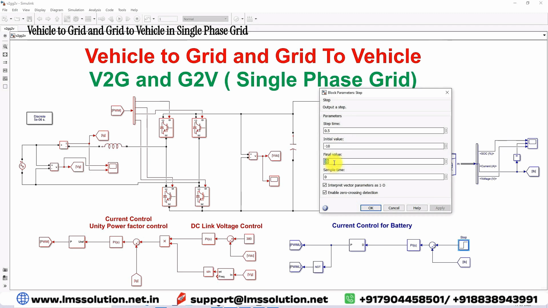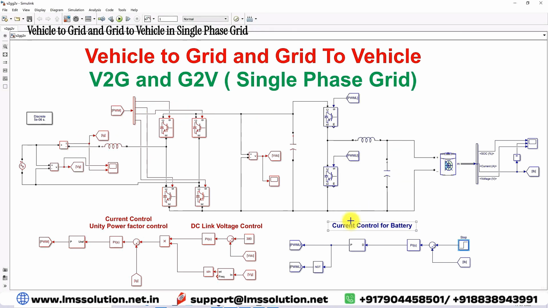After 0.5 seconds, I am going to change the battery reference current from minus 10 to 10. During that time, the battery changes state from charging mode to discharging mode. Now the model operates in the vehicle to grid concept. That means the battery supplies the power to the grid. So you have to check the detail.